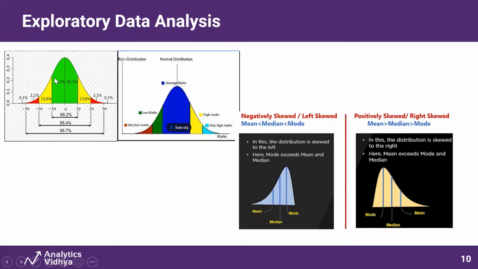Okay, so this is how you can see an example also, like this is average marks, and this is very low and low marks, and this is high and very high marks.